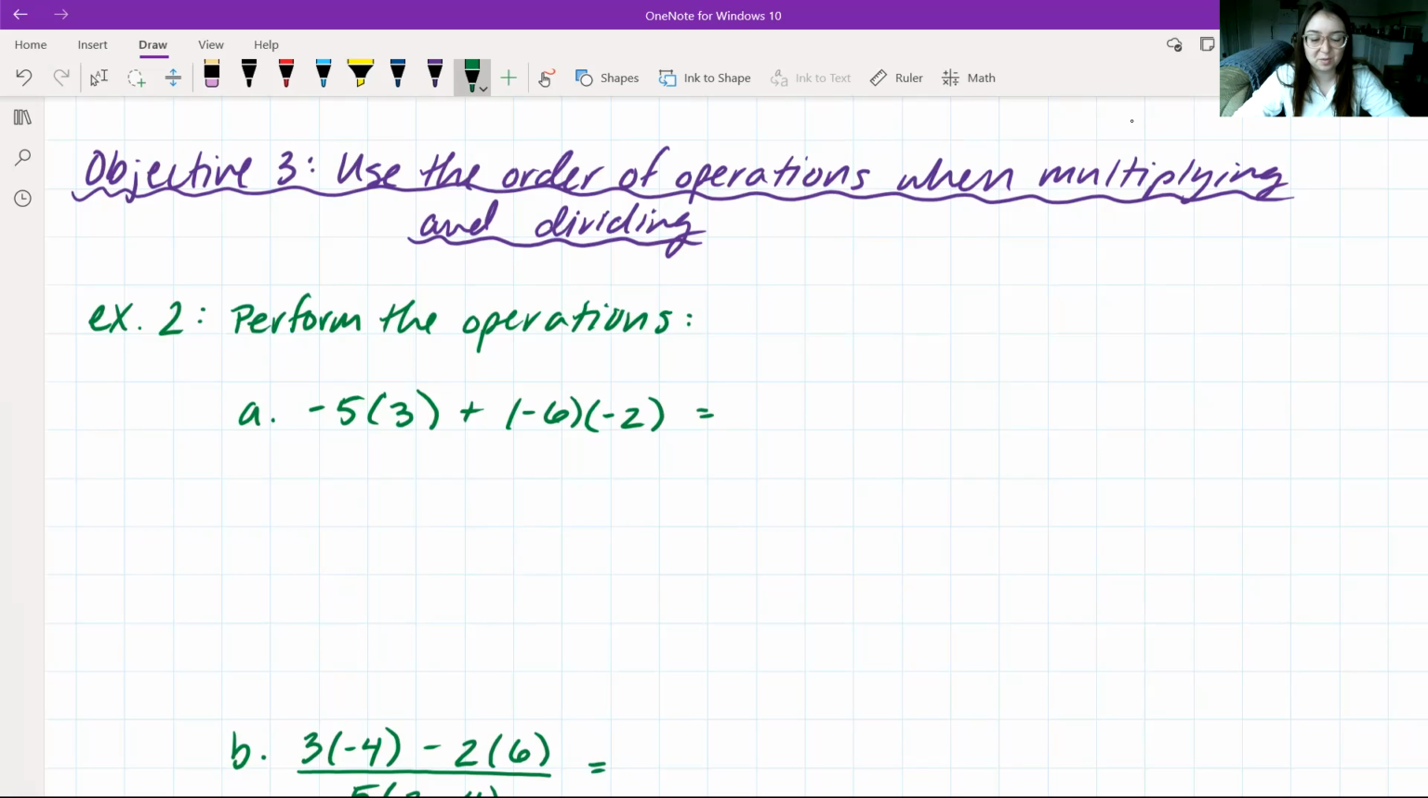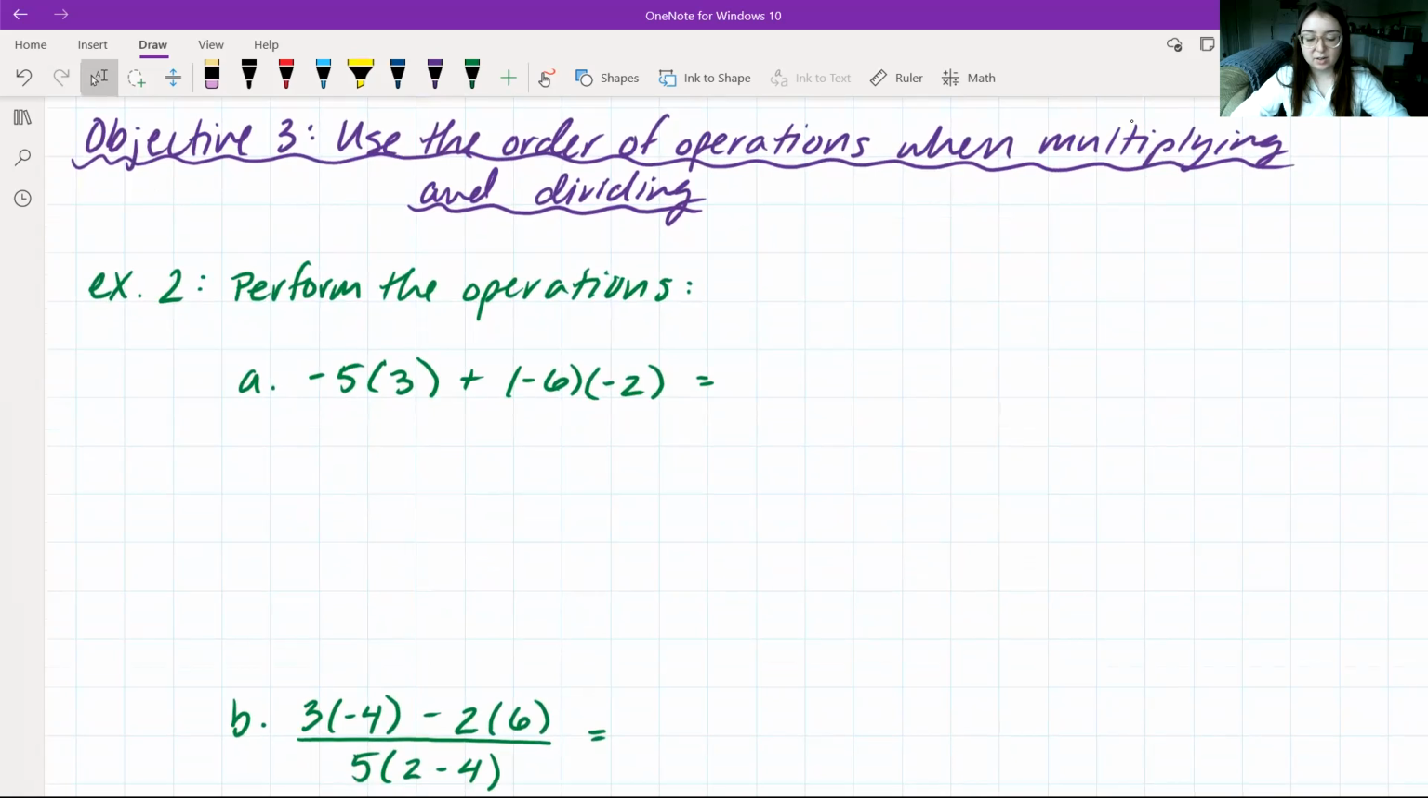So for example 2, we want to perform the operations. And for A, we have -5 times 3 plus -6 times -2.